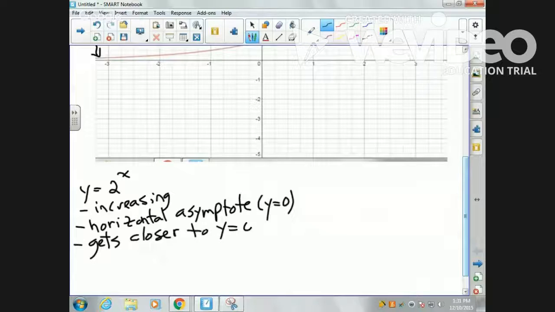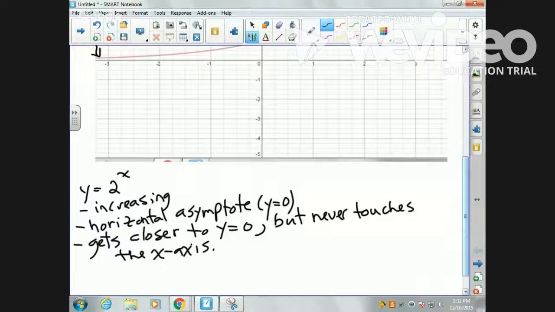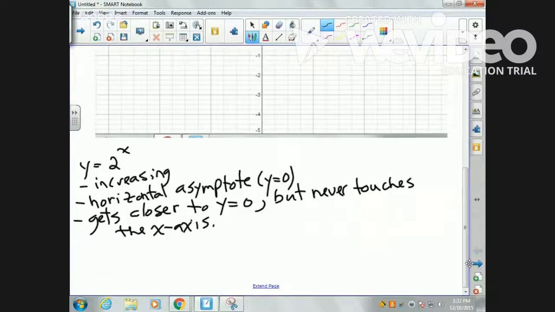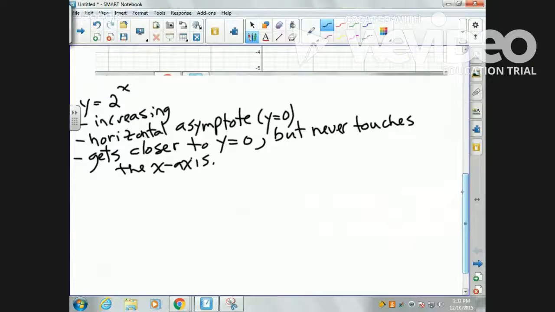Think a little bit about what that might mean in terms of the inverse of this function. As you may remember, the inverse involves switching the x and the y values or doing a reflection in the line y equals x.